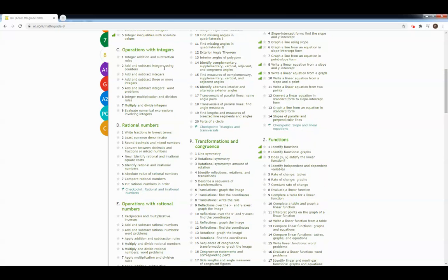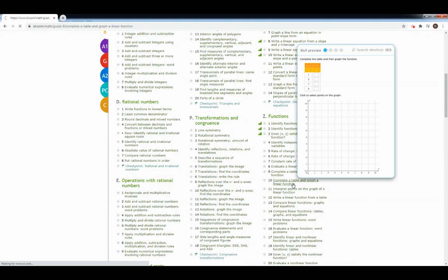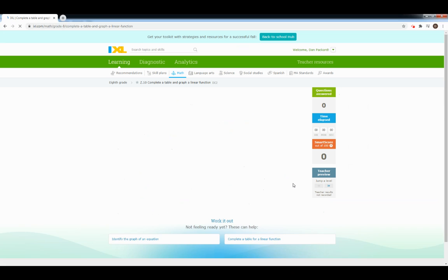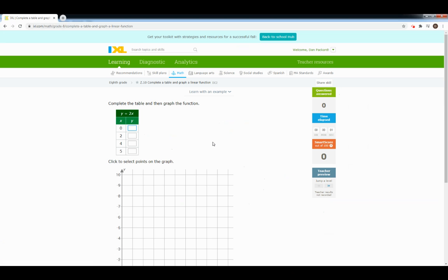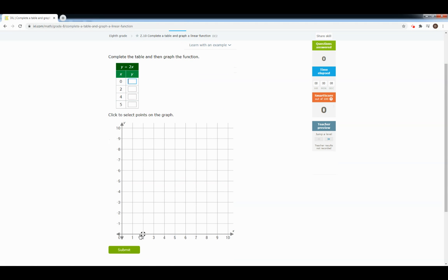Hello everyone, today we're going to do grade 8 Z10. So we're going to complete the table and the graph.